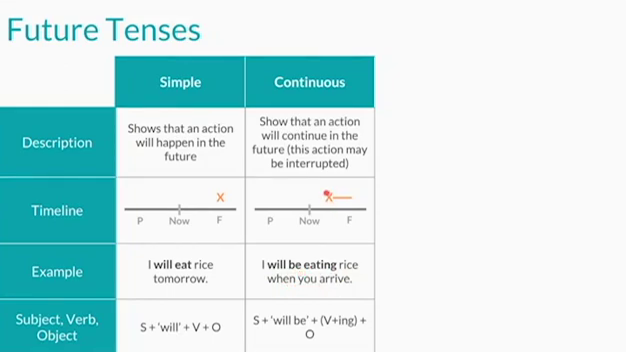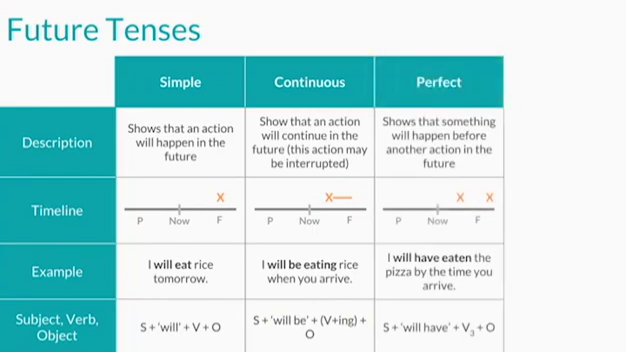So here's the first action. I will start eating rice in the future. I will continue eating rice for some time until you arrive. Okay? So here's the second action that may interrupt the first action. In this case, the second action is that you arrive. So whether this first action will get interrupted or not just depends on what sentence you have. Here we have the structure to this tense.